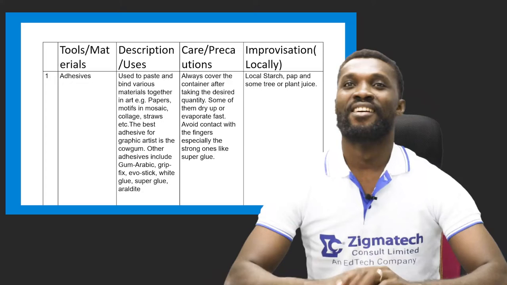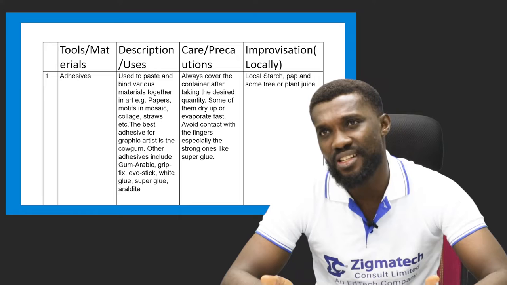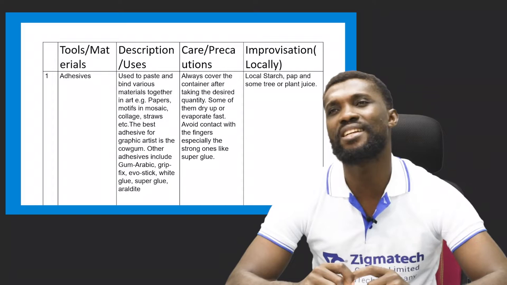Okay, so we'll look at the tools and materials. We are going to grade them in the same block. Then we'll look at the descriptions, which is what they are used for, their uses, what exactly the tool is. And then we'll look at the care and precautions, how to take care of them individually. And then finally, we'll look at the improvisation, that's how you can make it locally. Are you with me? All right.